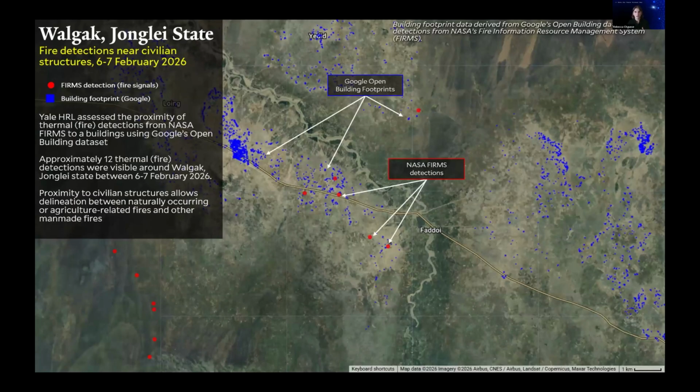So what this actually looks like is we have the community of Walgok in Jonglei State, South Sudan. What we're looking at on the screen here in blue are the Google Open Buildings footprints. These are all the building footprints in the area for the community of Walgok and other nearby communities. In red, we have the NASA FIRMS detections, which are thermal anomalies or potential active fires. There are approximately 12 NASA FIRMS detections in this area on the 6th and 7th of February.